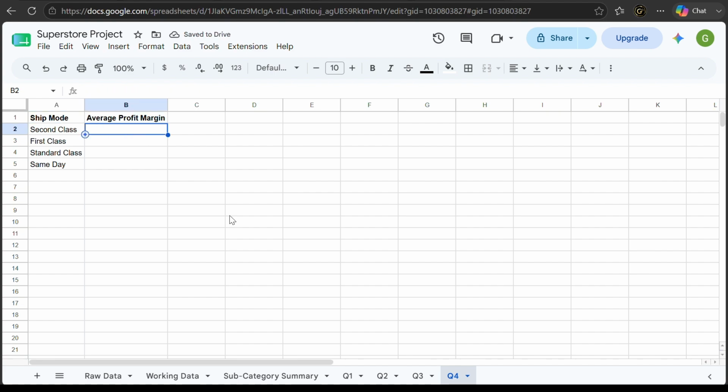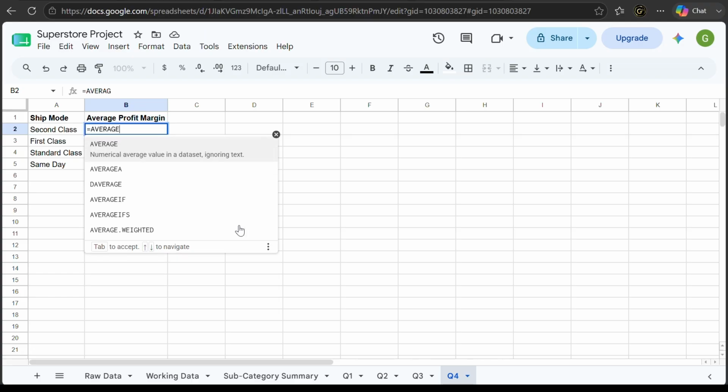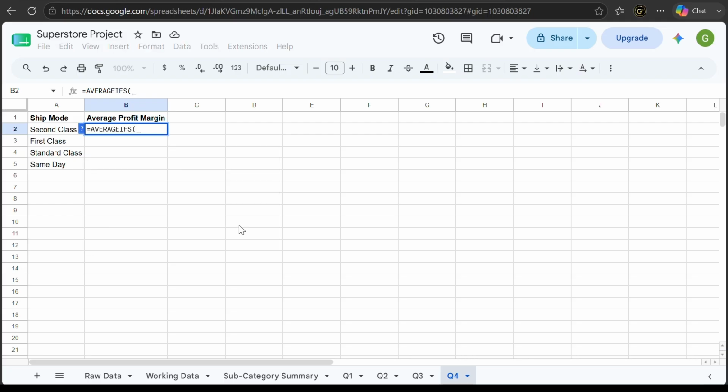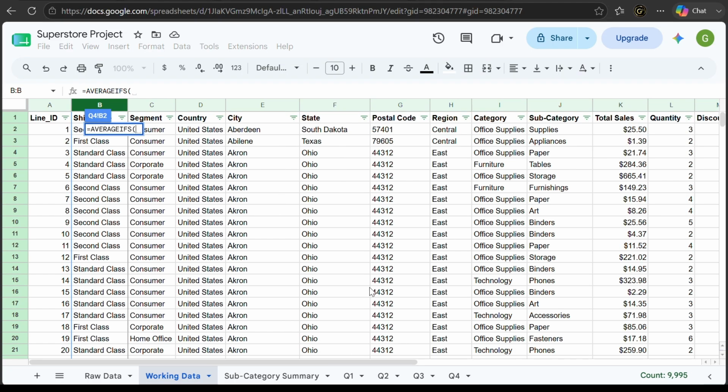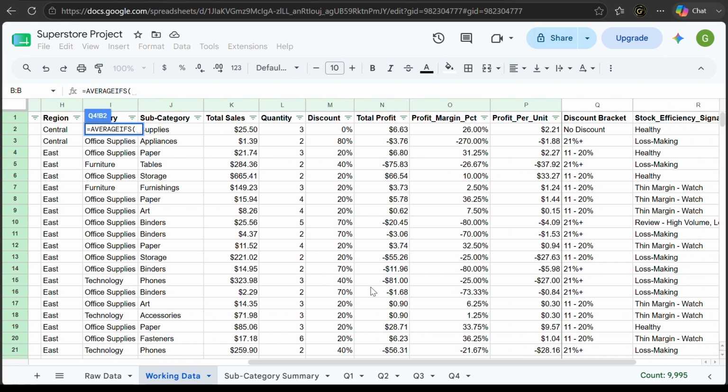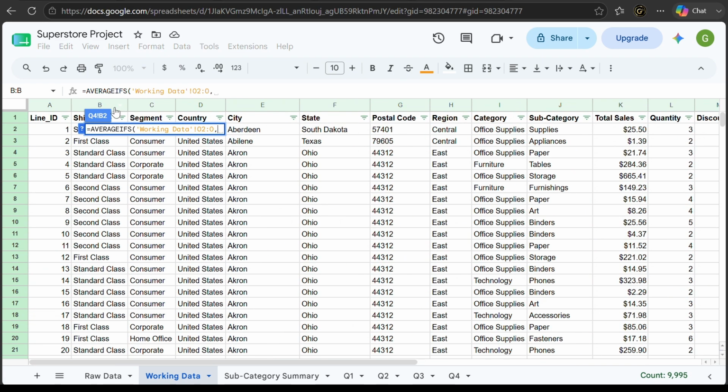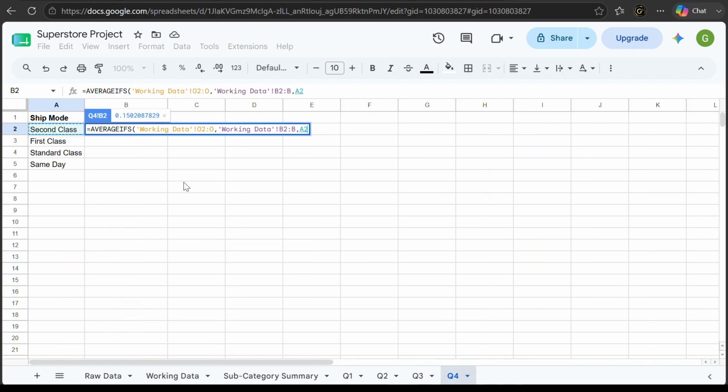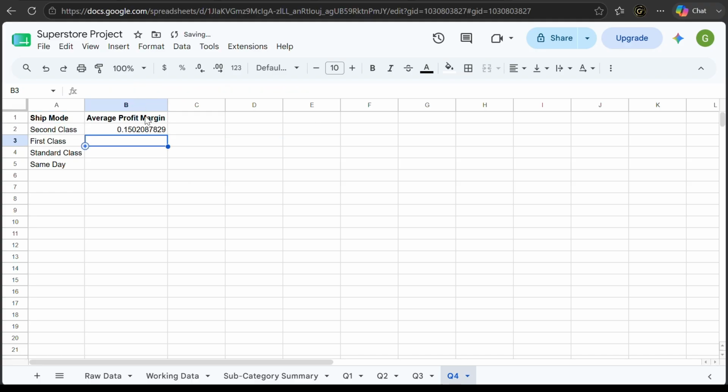Now the next thing is to get the profit margin using the AVERAGEIFS. So again, I'm going to say AVERAGEIFS. Again, as usual, I'll go to my working data. Where's our profit? Our profit margin is column O. So our profit margin percentage column O, I'll take O2 since that's where I want to start from. And then I'm going to go to the various ship modes that we have. Ship mode is column B. I'm going to go there, and then number to the second value again. And then I'm going to go back to our Q4 and select, so that for each of them, for that particular ship mode, we get the profit margin.